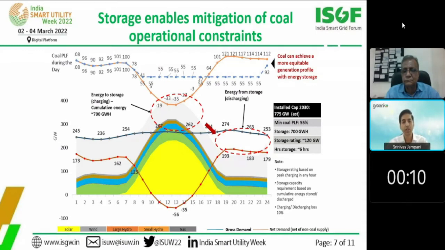So this example here is the duck curve forecast. It's an Indian version, if you will, on a typical day in 2030 with an estimated installed capacity of 775 gigawatt. So in order to accommodate even a min load of 55% for coal plants in our existing stack, India will need a storage capacity of 120 gigawatt or 700 gigawatt hour with 6 hours of storage. So just this massive size of the problem, there has to be a lot of work done. And like Dr. Walwalkar said, we need to stop looking at slides and get capacity hitting the ground.